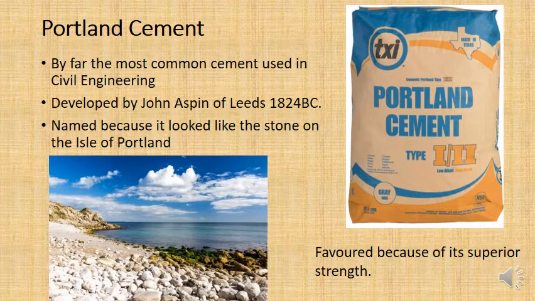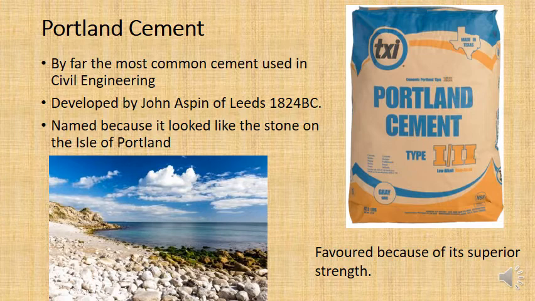Now, with Portland cement, the reason it's called Portland cement is that it's got a very light colour to it. It's got this light grey colour that we now associate with concrete. Before Portland cement came along, most concretes used lime cement, and they were a lot darker in colour. They were much darker greys.